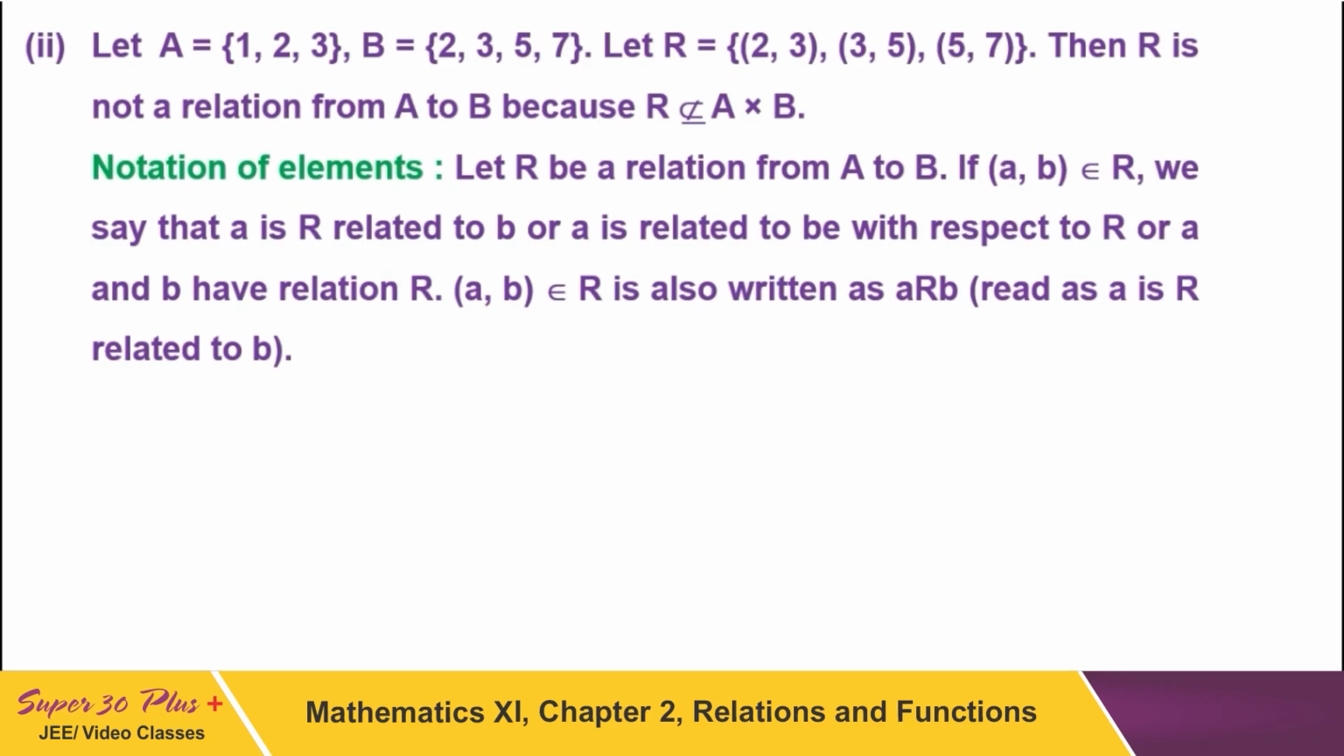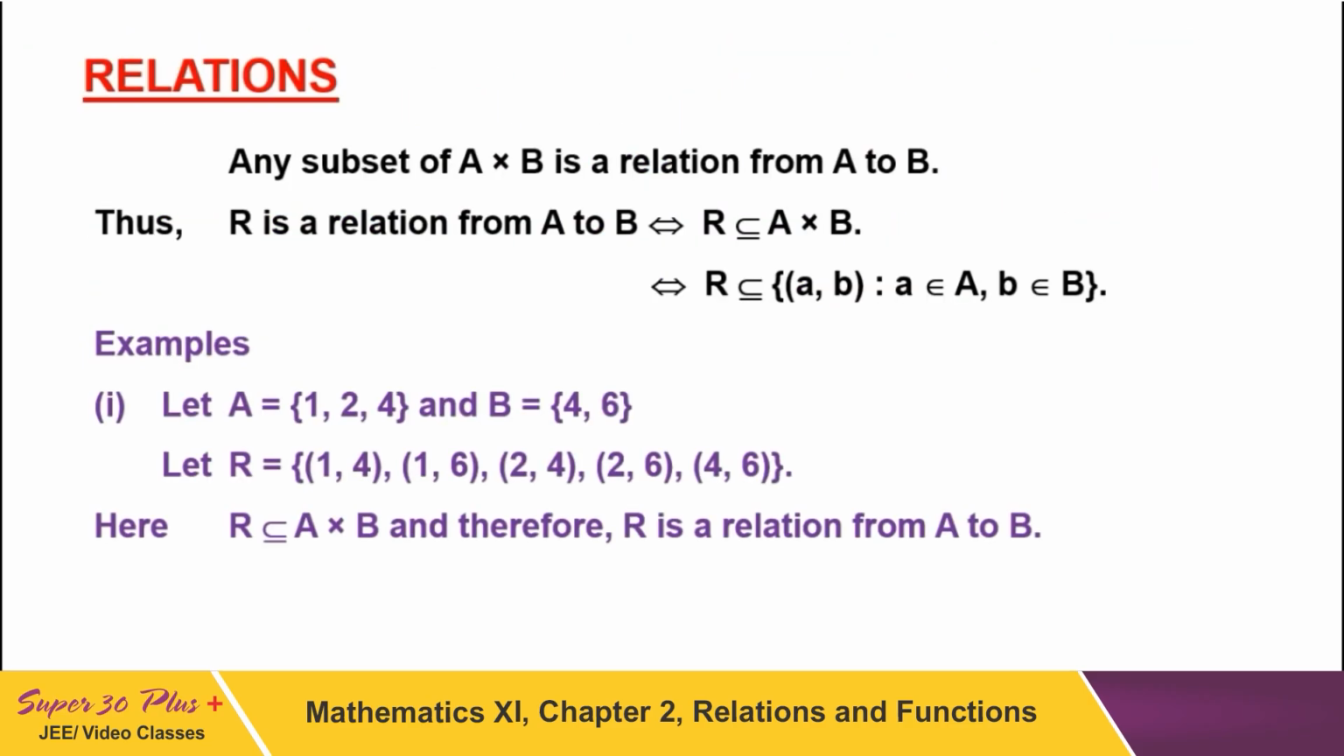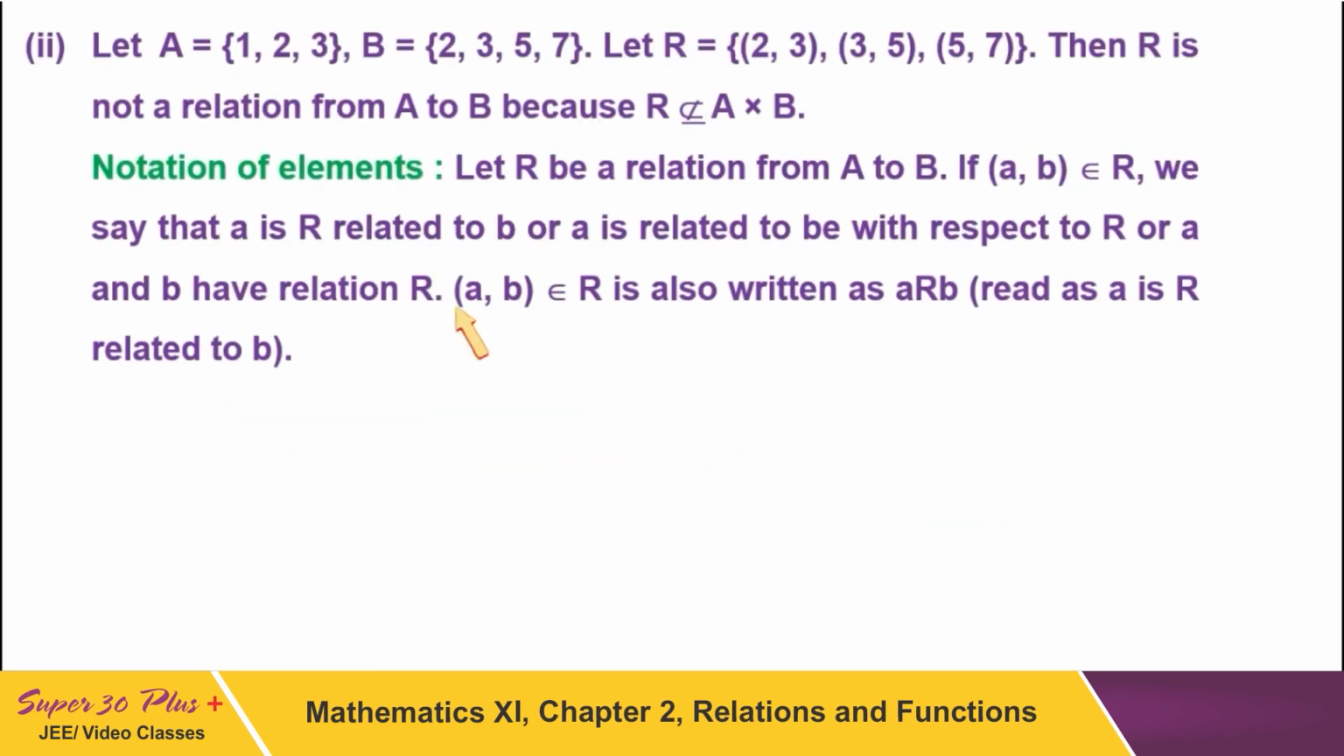What is the meaning of notation of elements? In this example, if we say (1, 4) belongs to R, then we can write it as 1R4, or you can say that 1 is related to 4 with the relation R, and this is the notation of elements, and it is given here. If (a, b) belongs to R, it is also written as aRb and read as a is R-related to b.